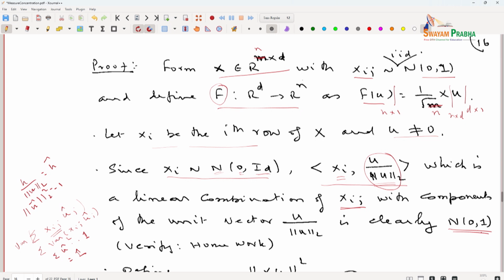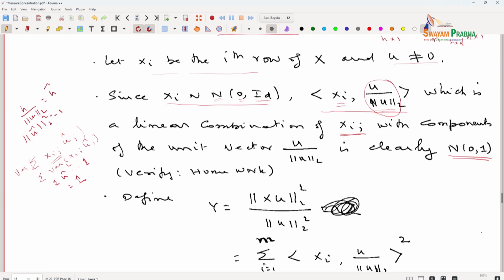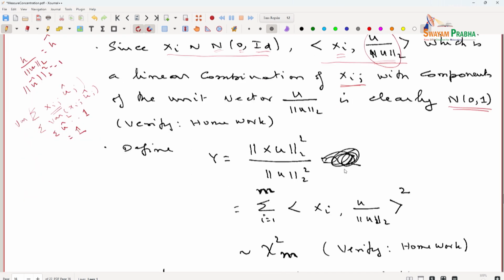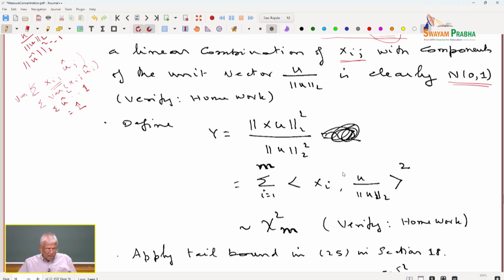I want you to verify this as homework, but I have already given you the basic ideas of the proof, and it is still good for you to be able to write down all the details of the proof.